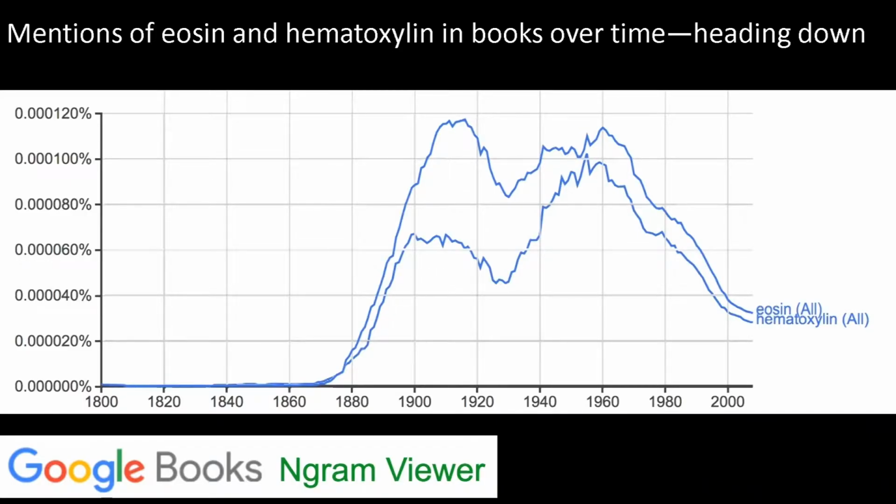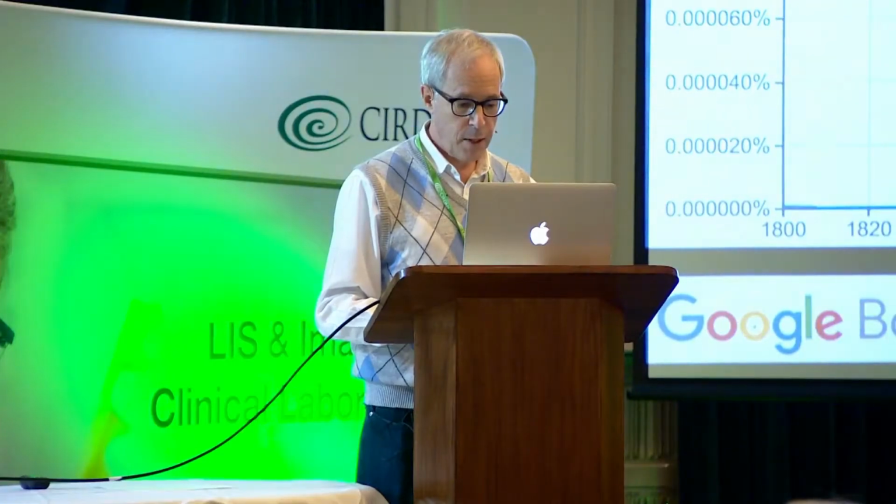So remarkably, this is the Ngram viewer. You've already seen it once. But instead of this huge burst of stuff on AI, this is looking at what's happened to the mention of eosin and hematoxylin over time. It starts around the 1870s, peaks in the 1900s, and then again in the 1960s, beginning to peter out. And I wonder what we can learn from that.